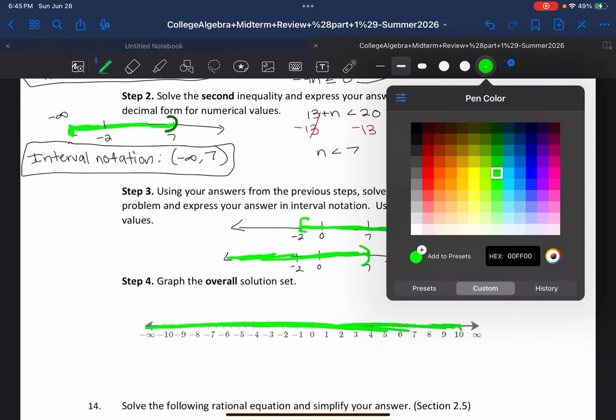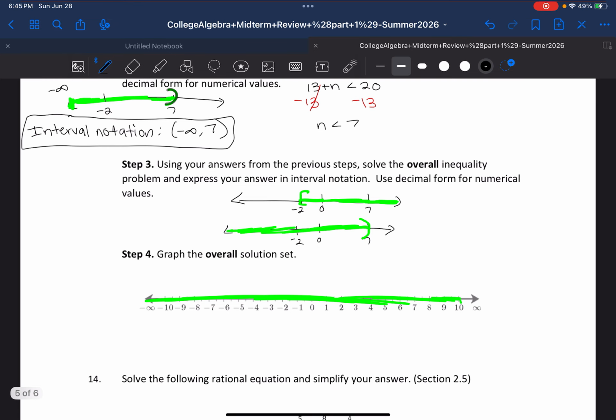And in interval notation, that would be from -infinity to infinity. That's how you write all real numbers in interval notation, because it starts from left all the way to -infinity and it goes to positive infinity.